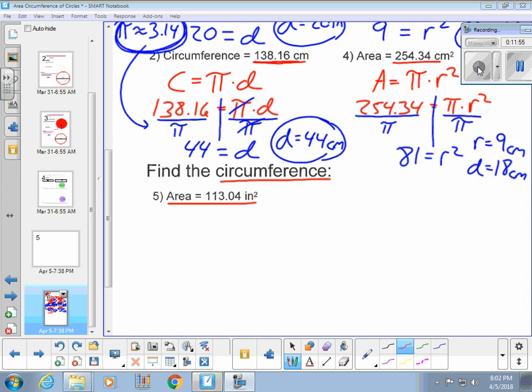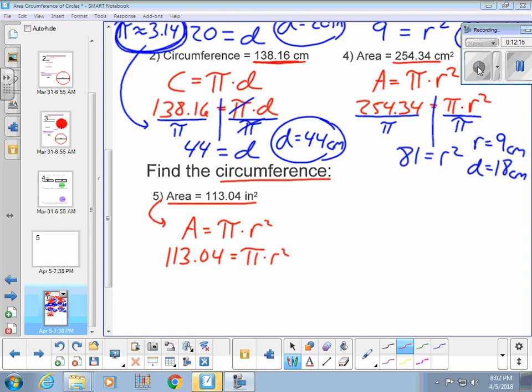So, first of all, just like the problems above, I bet we can figure this out. Since it gives us the area, we need to start with the area formula. So that's the first thing you should do. Write down the area formula. Okay? So the area of this circle is 113.04, which equals pi times the radius squared.